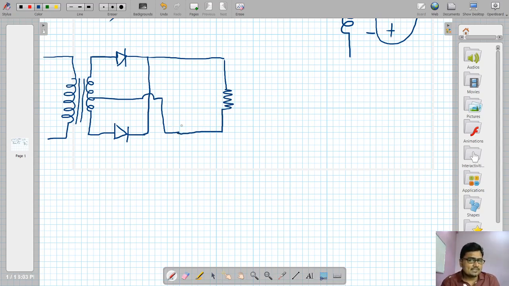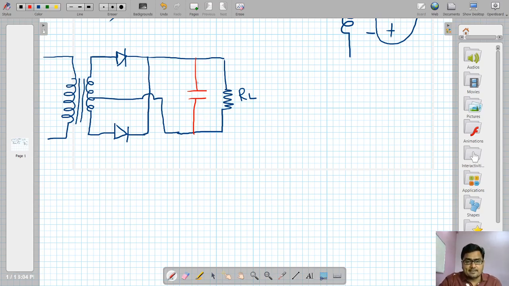You remember, if it is a capacitor filter, what we have done, let me change the ink. We have connected a capacitor in parallel with the load resistor. Why is it in parallel with the load resistor? Because it's a capacitor. Now, the question is, why is the capacitor connected in parallel? Why is the capacitor not connected in series?